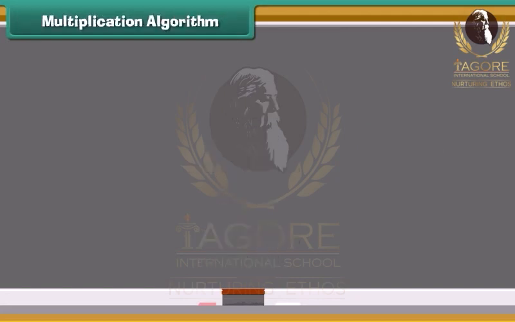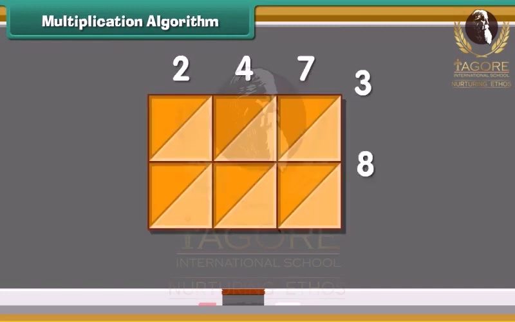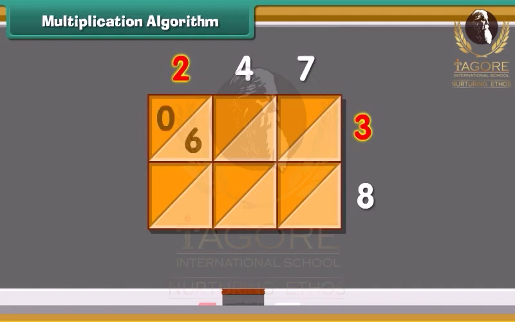Now we will multiply 247 and 38 by the lattice algorithm. We will multiply the numbers one by one and write answers in this box. Write tens in the tens box and ones in the ones box. Firstly, multiply 2 and 3. Answer is 6. Write ones in the lower box and tens in the upper box.